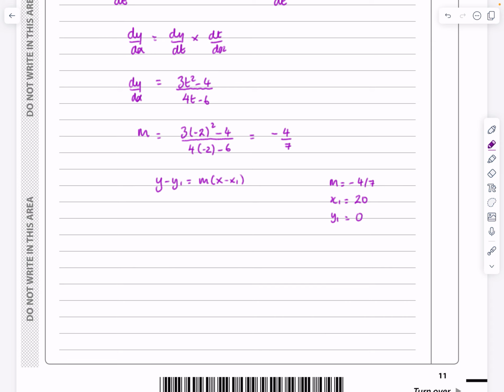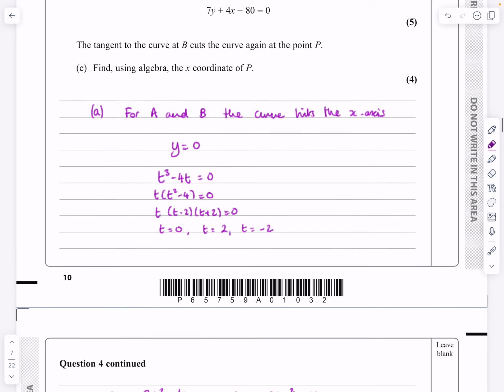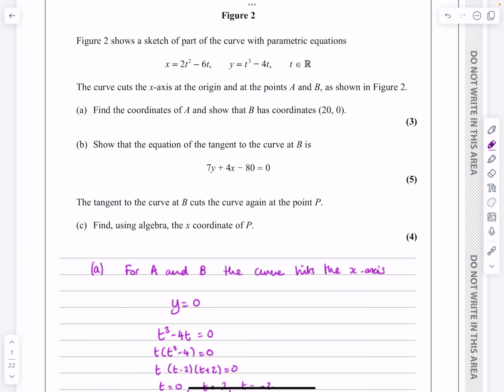So plugging all that in, I'm going to get y minus 0 equals minus 4 over 7, x minus 20. We know what we're trying to make it equal to, but no matter what, I'd multiply everything by 7. Just tidy this all up. 7y is equal to, in this case, minus 4x plus 80, and that looks pretty familiar to what we just had there. I'll just go back and check it, but I'm hoping that that was what I was trying to prove, because that's what I've got. 7y plus 4x minus 80 equals 0. So we've managed to do part B, which was the equation of the tangent.